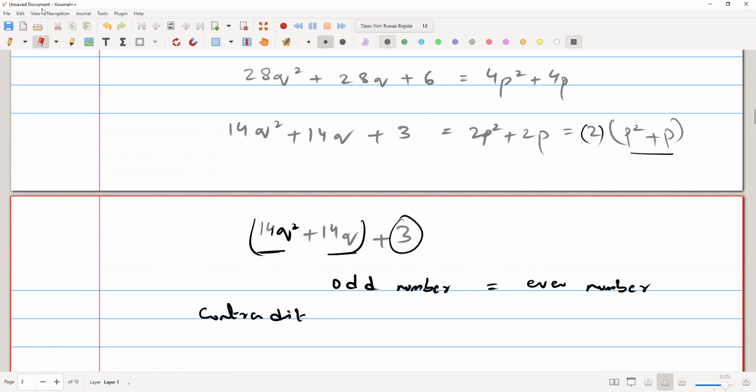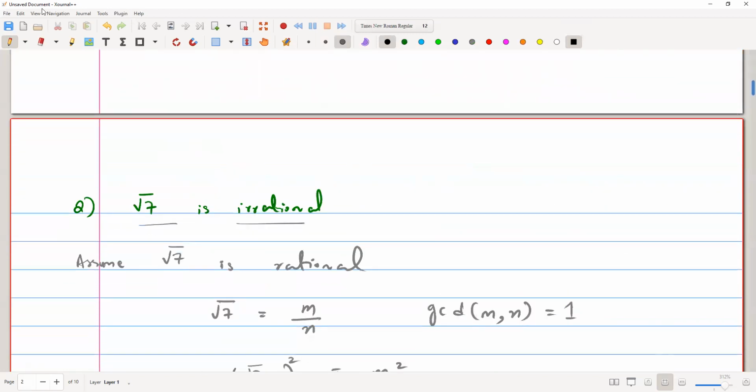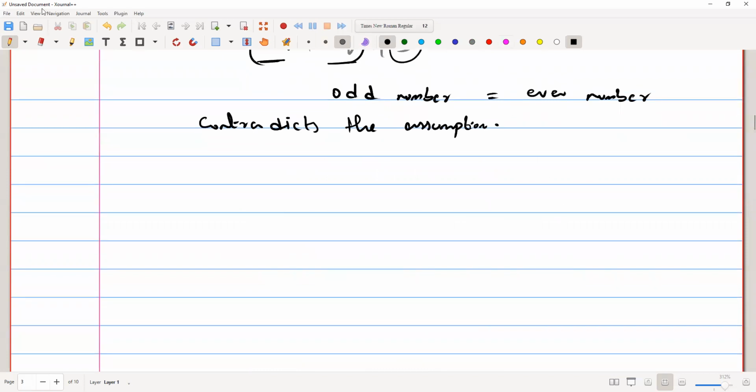So this contradicts the assumption that we made, because it's not possible that an odd number is equal to an even number. So in both cases we saw that the square root of 7 is an irrational number. So the conclusion is that the square root of 7 is irrational. And we can also solve some other problems using this method of contradiction.